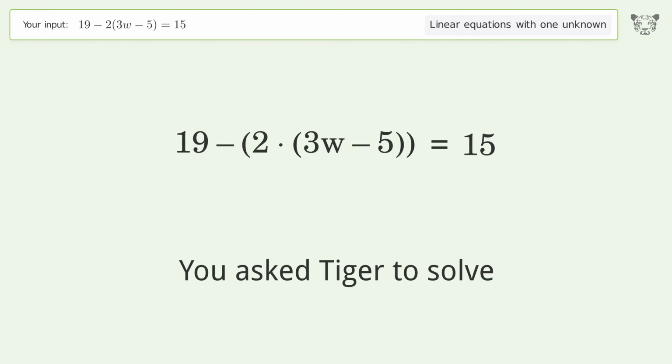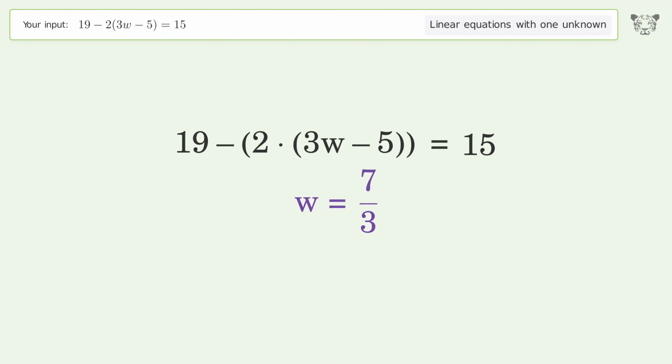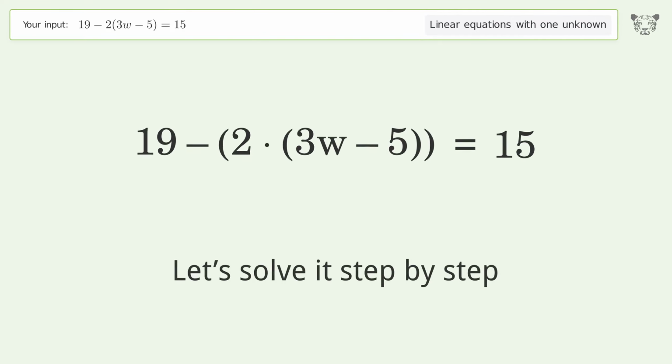You ask Tiger to solve. This deals with linear equations with one unknown. The final result is w equals 7/3. Let's solve it step by step.